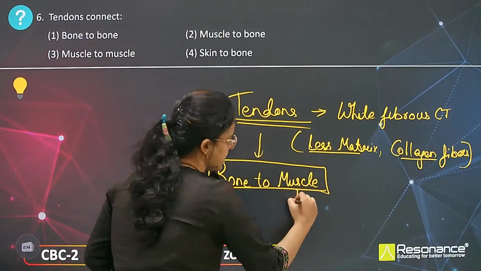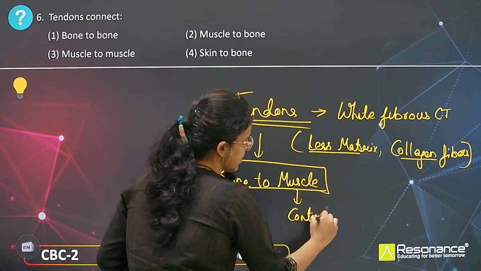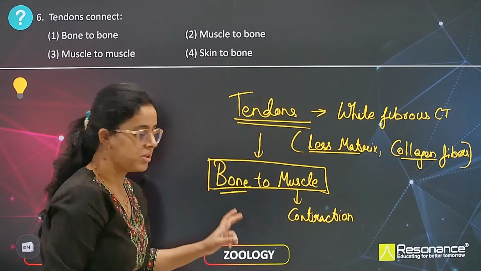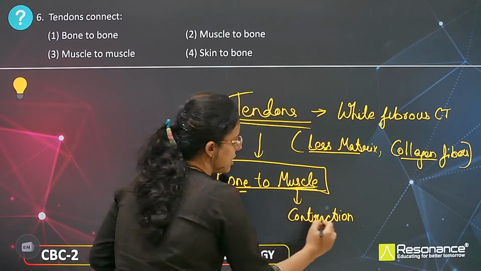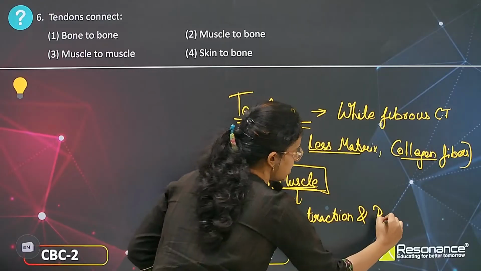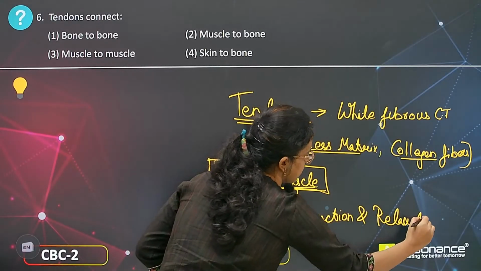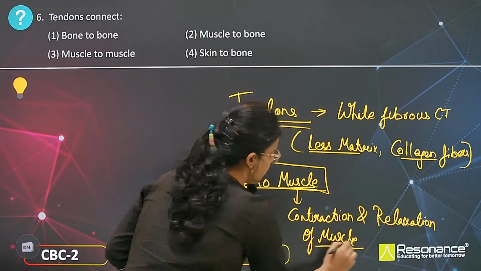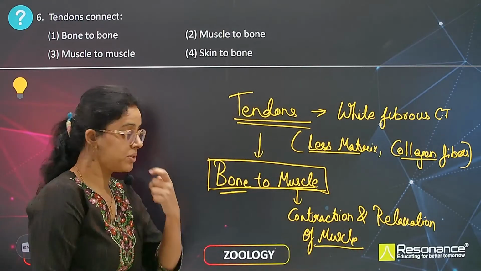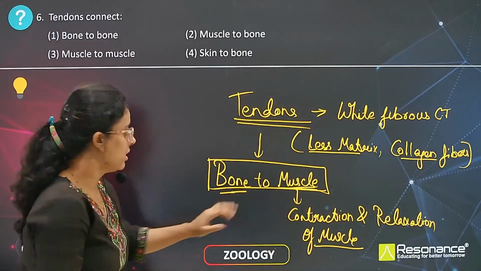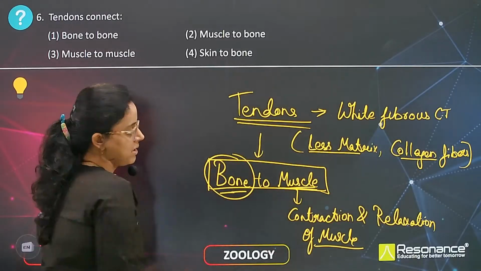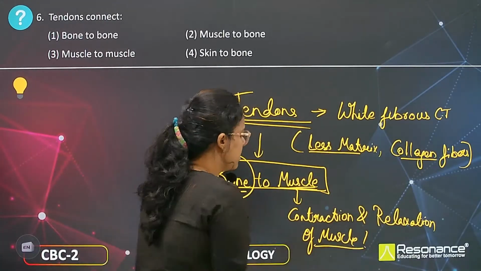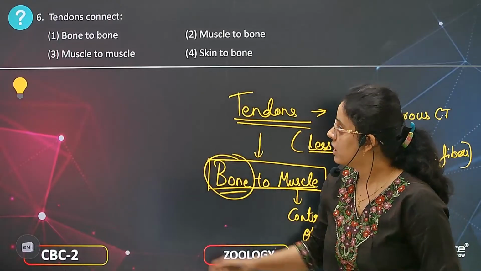Muscle contraction and relaxation causes movement of the bone. Movement of the bone is due to contraction and relaxation of muscles. About this we are going to learn in muscular tissue, then you are not going to have any doubts over here. Okay, so the movement of the bone is possible because of contraction and relaxation of the muscles.